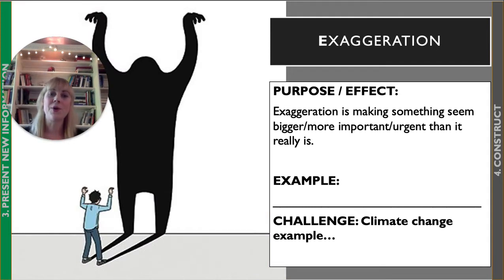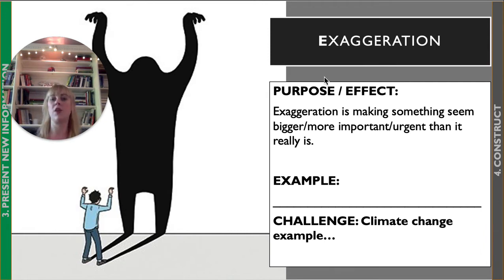So your next technique to write down is exaggeration, which is otherwise known as hyperbole. And the purpose and effect, as you can see illustrated by our picture here, is to exaggerate, as it says, and make something seem bigger or more important or more urgent than it really is. I want you to see if you can create your own example, and then your example for climate change.